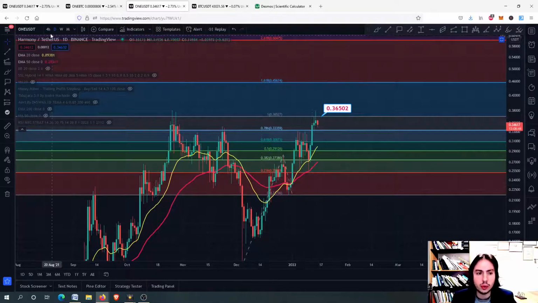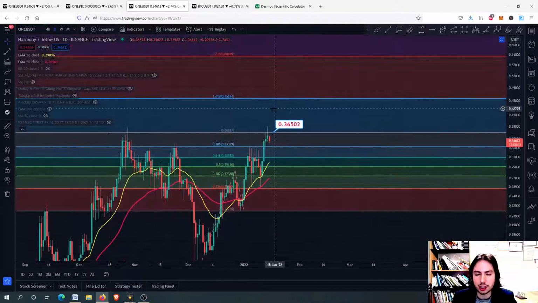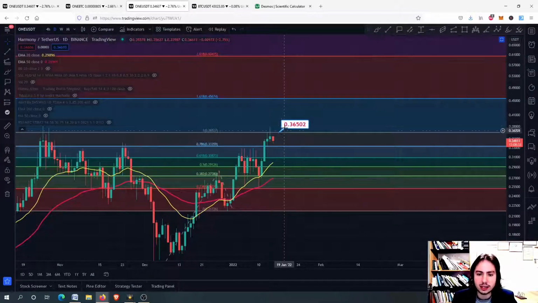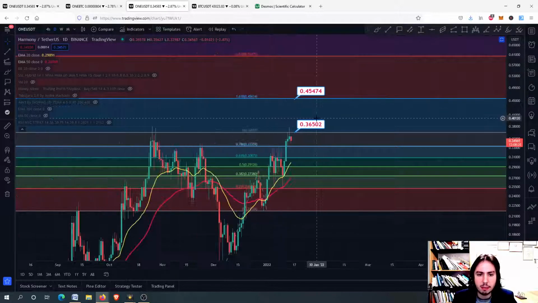Okay, so we are on the daily frame right now, so its candlestick represents 1 day of price action, and we are looking more towards the next days instead of the very short term. Okay, so right here you can see that once we can close above, we can go to the next price target, which could be the 0.45. We have some minor resistance levels in between, but the main target right there is the 0.45 for Harmony One.